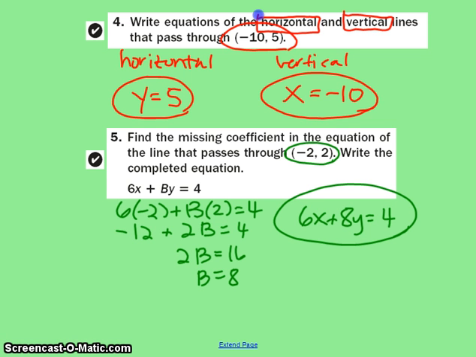You honestly just write the equation for the horizontal and vertical line going through that point. Horizontally, y would have to be 5. Vertically, x would have to be -10. And those are the two separate equations that you would write. And that is it. Because we filled out everything else about standard form.